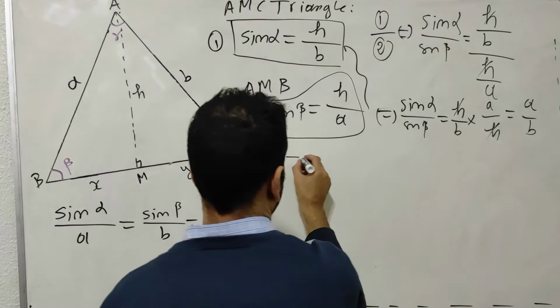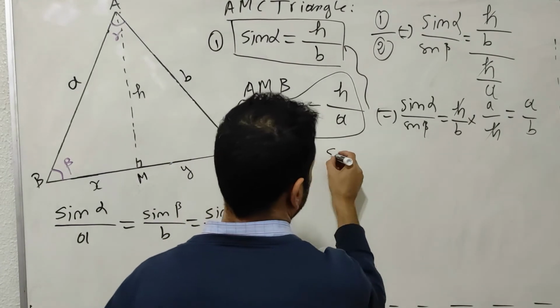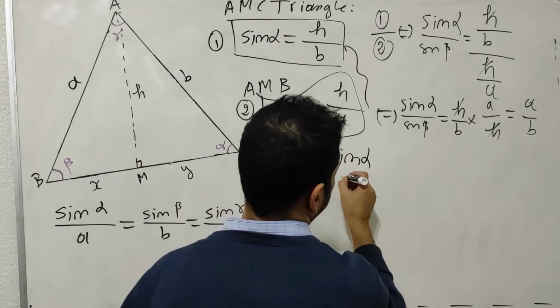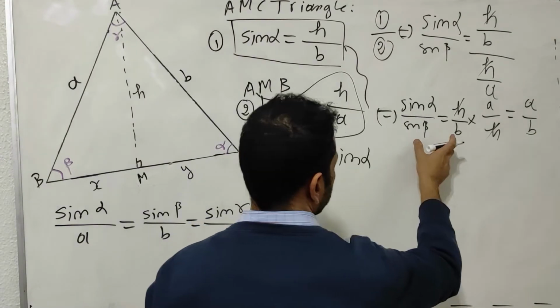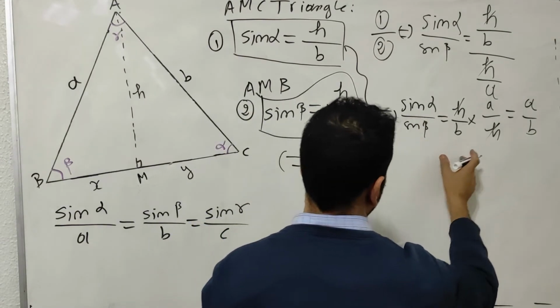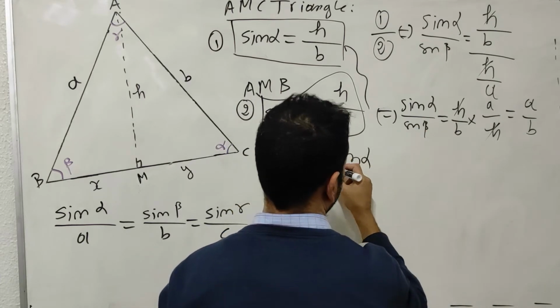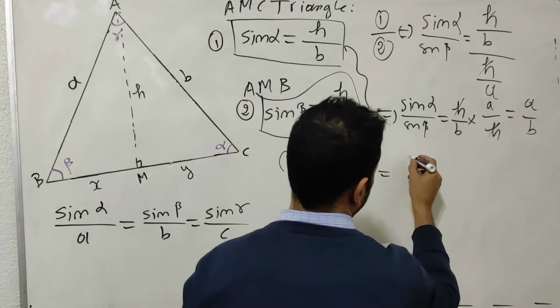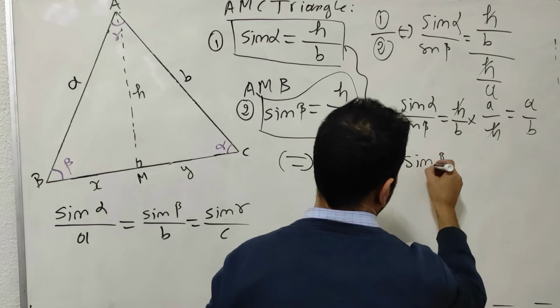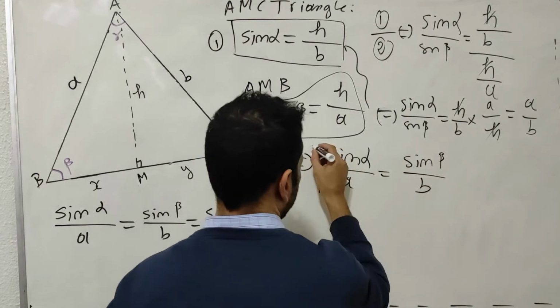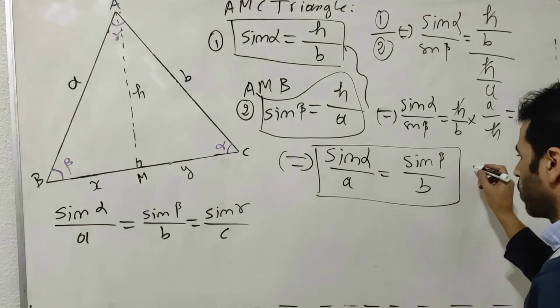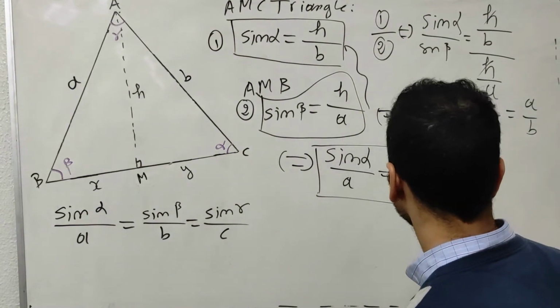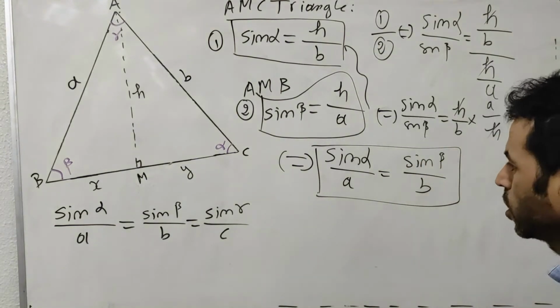So this is equivalent to sine alpha. I'm going to divide both sides by A. By combining this equation, I will have sine alpha over A equals sine beta over B. Okay? This is the first part of these equations. I'm moving on to the second part.